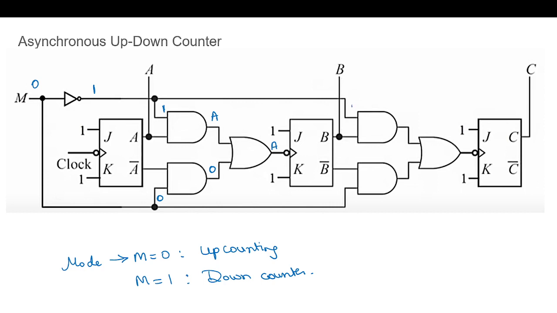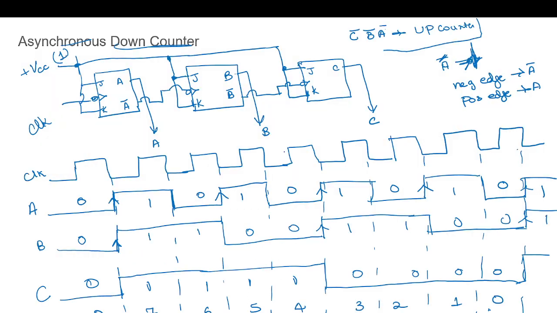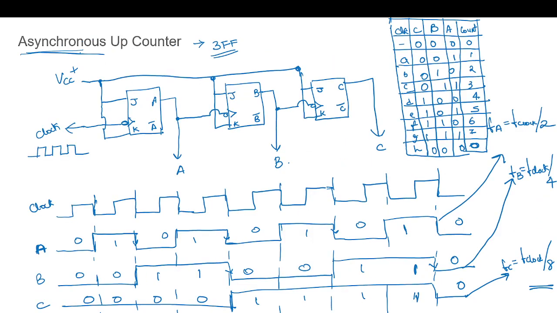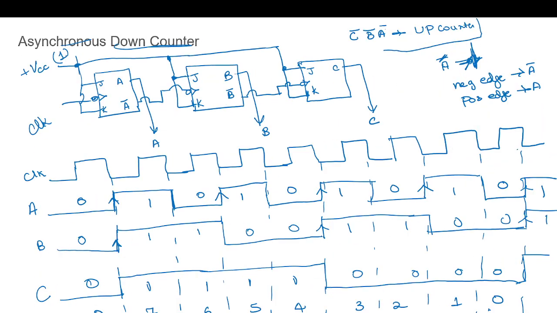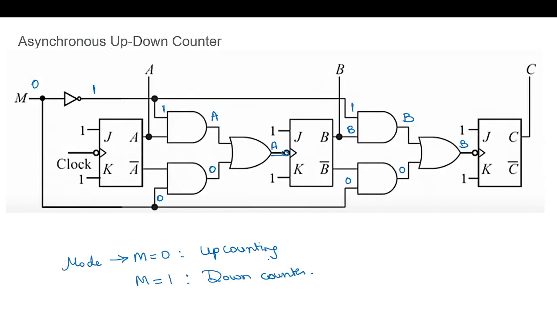Similarly, here 1, here B. So this is B. Here it is 0. So this will be 0. So this will be 0. So we know to this negative edge, if we apply A and B, it is up counter. And A bar, B bar is for down counter. So we can see 0 is for up counting.